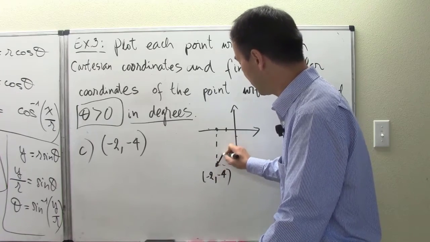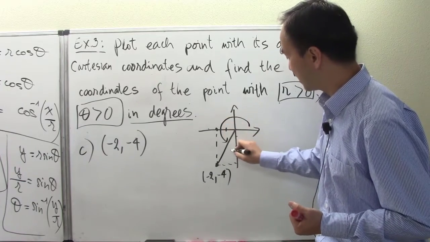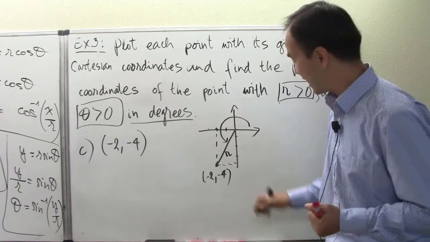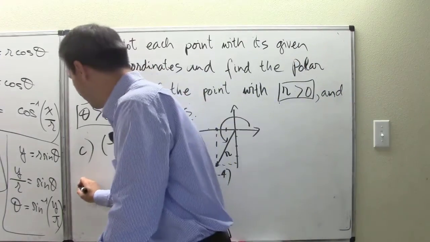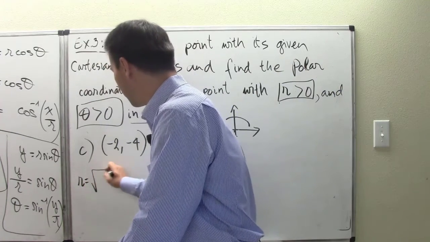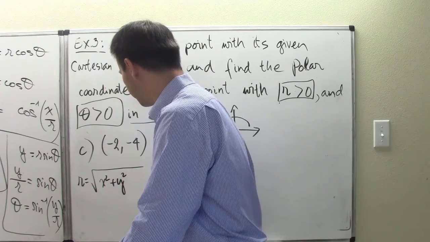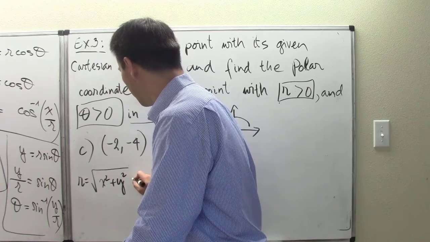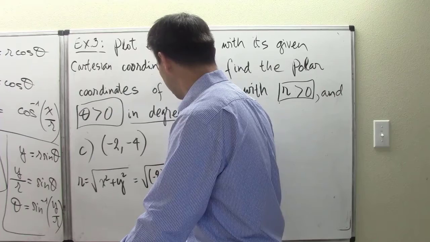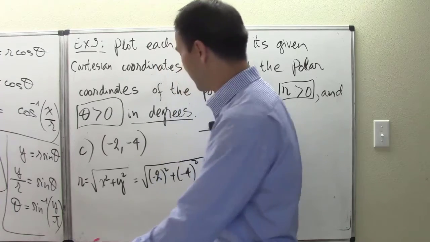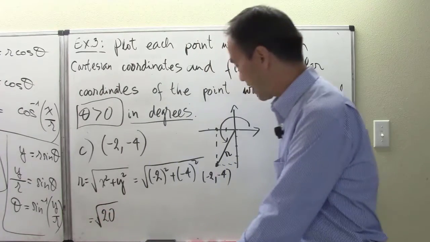That's our point. The angle theta needs to be this way, and r is that much length from the pole out to that point right there. To calculate the radius, once again it's going to be the square root of x squared plus y squared, which with values substituted in is negative 2 all squared plus negative 4 all squared. That is the square root of 20 after the calculation.